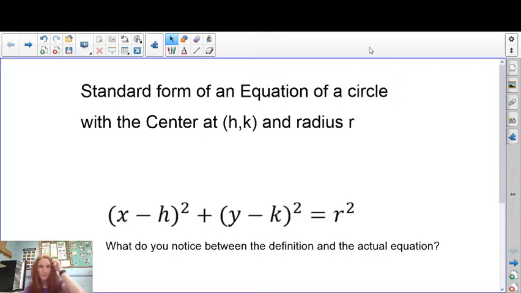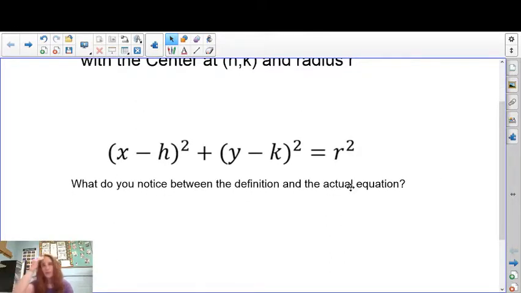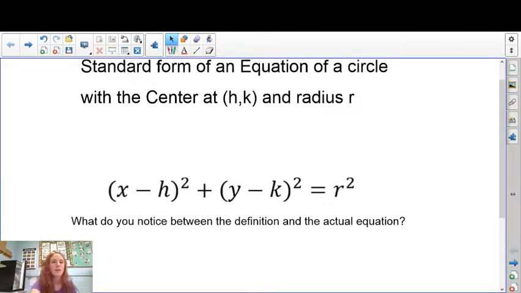All right, guys, today we're going to go ahead and discuss the basics of circles. So the standard form for the equation of a circle with the center at (h, k) and radius r is (x - h)² + (y - k)² = r². And I have this pretty interesting question: what do you see is different about the definition, meaning my center being (h, k) and my radius being r, compared to what I have written here?